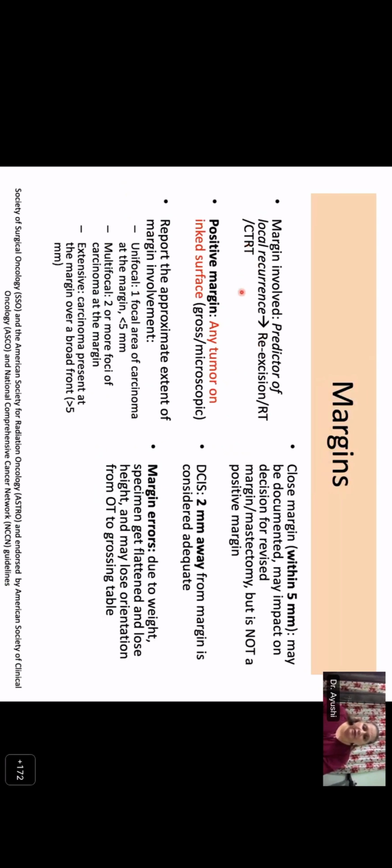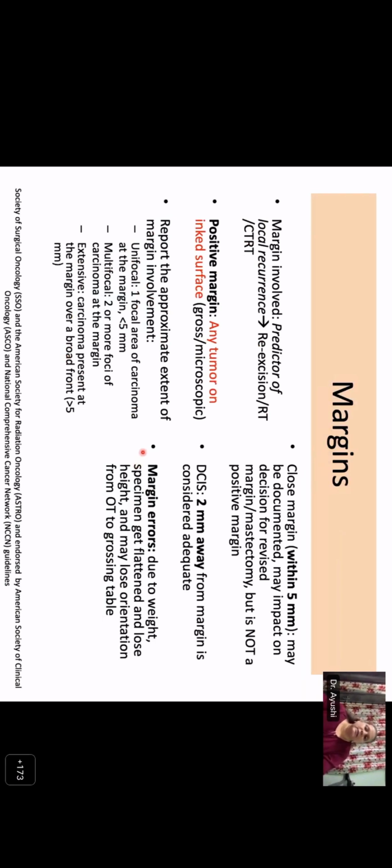And the significance of margin being that, of course, when the margin is involved, it is a predictor of local recurrence. And the definition of positive margin is any tumor on the ink surface, grossly or microscopically. It is optional to report the approximate extent of margin involvement, whether it is unifocal or multifocal or extensive, when carcinoma is present over a broad front of more than 5 mm.